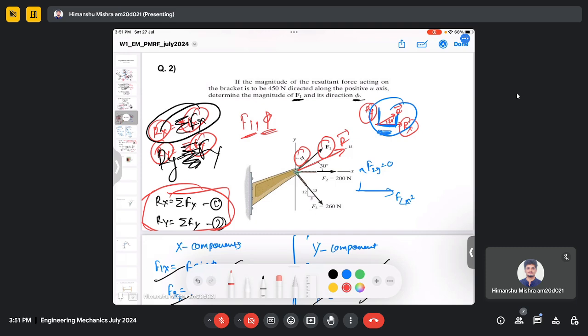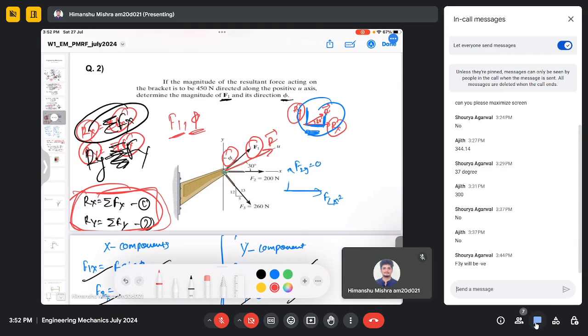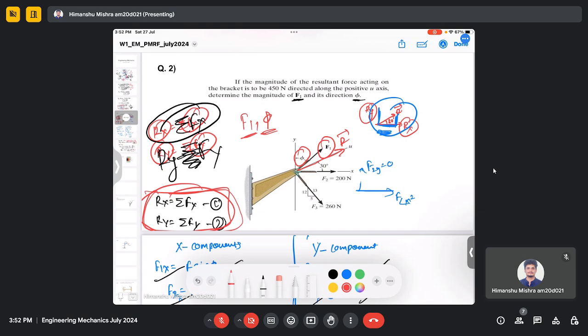So any doubt? Even in this question, we have used a similar concept to the previous one. We first found the components of all the forces, and then we use this equation. The additional thing is we have used these equations to calculate the unknowns. So any problem? Any doubt?